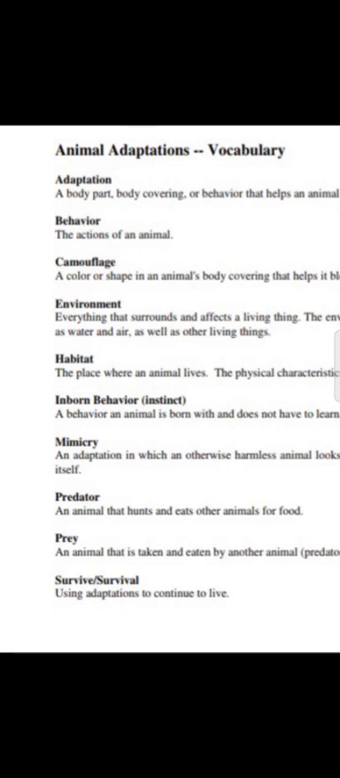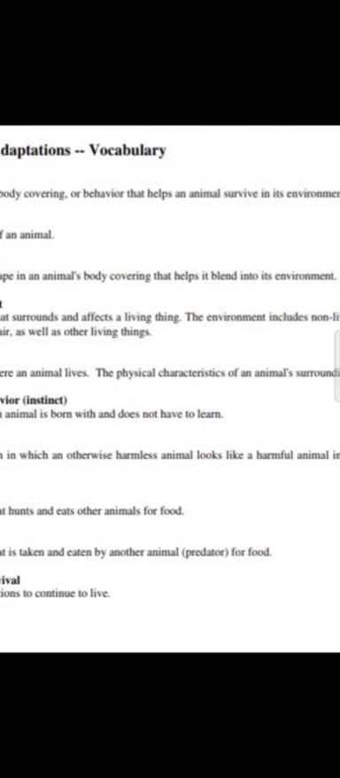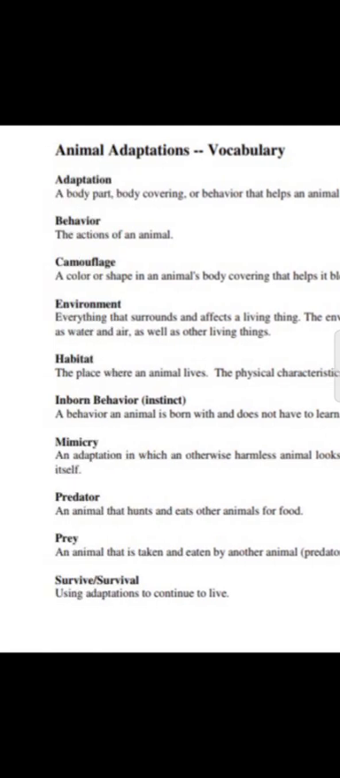Predator: an animal that hunts and eats other animals for food. Prey: an animal that is taken and eaten by another animal. Survive or survival: using adaptations to continue to live. Just go through these animal adaptations. You should know all these terms. Animal adaptations vocabulary: adaptation, behavior, camouflage, environment, habitat, inborn behavior, mimicry, predator, prey, survive or survival. So children, please write down all these terms in your copies.